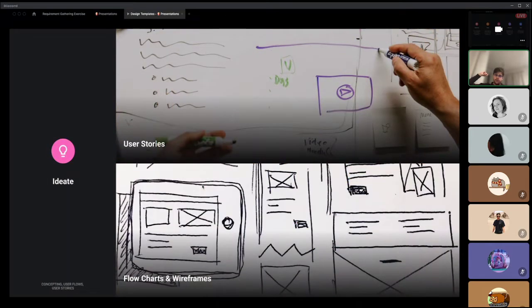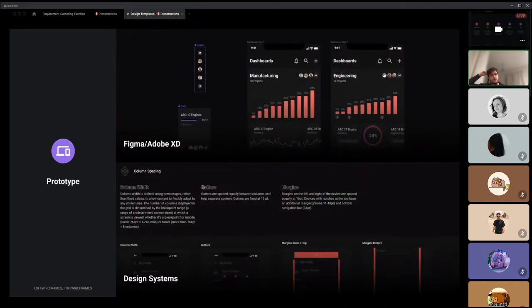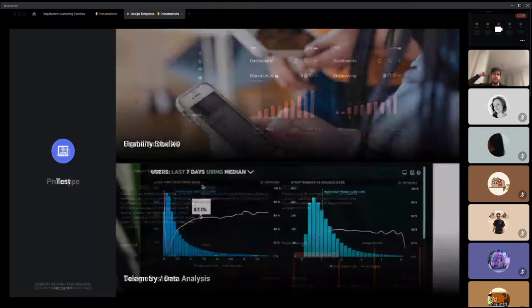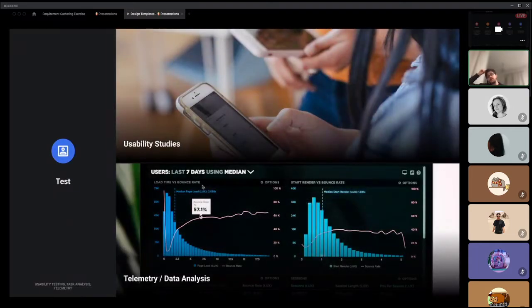Ideate, which I said, user stories, flow diagrams, and wireframes. Prototyping, which is actually when you go into Figma and start building out high fidelity wireframes, design systems at the bottom where it's like your margins and things like that. And then testing, which is your usability studies and your telemetry data analysis. When I say telemetry, that's just a fancy word for your user analytics, say if it's a public platform that's been built out.